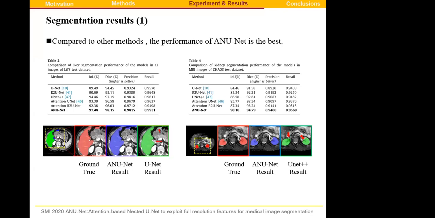truth, and the output of our work is displayed in the blue region, and the output of U-Net or other methods is in the green region. The prediction missed area is highlighted with the red arrows.